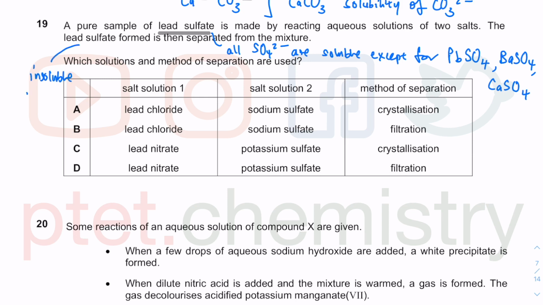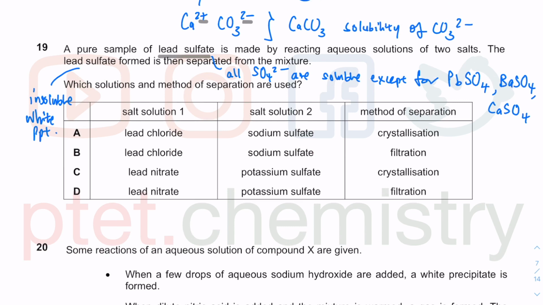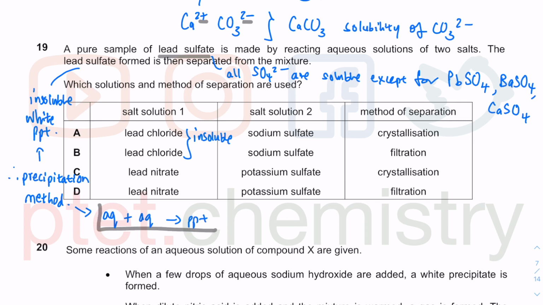white precipitate, and how do you separate it from the mixture? Well, how do you make it in the first place? Because they are insoluble, so therefore you do it by precipitation method to prepare this particular salt. And we don't want lead chloride because these are insoluble, whereas precipitation is basically aqueous plus aqueous giving us precipitate. That is the idea in precipitation.